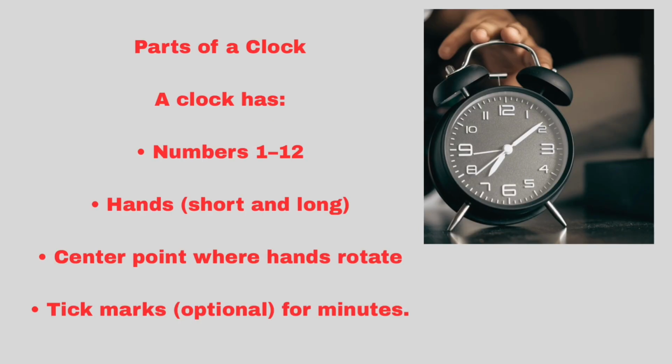So we will talk about the parts of a clock. A clock has numbers, right? You see in the picture, 1 to 12 numbers. 2 hands, 1 short, 1 long. And there is a center point also where the hands rotate. Tick marks for the seconds are optional here.